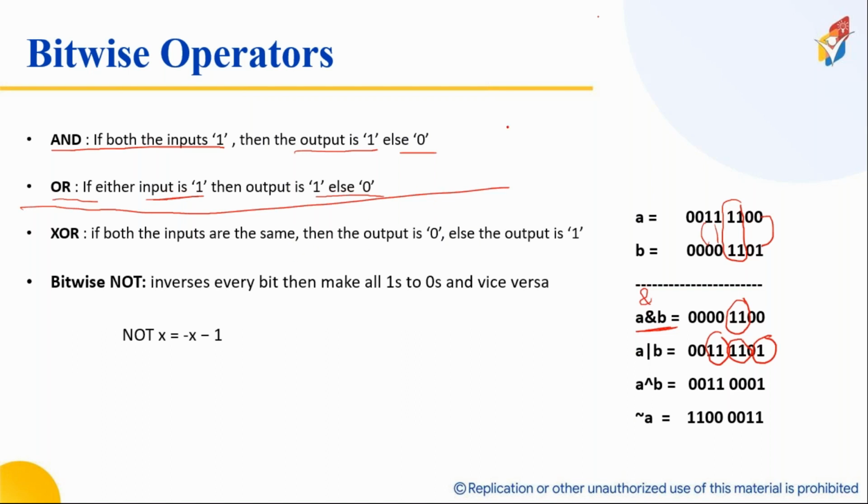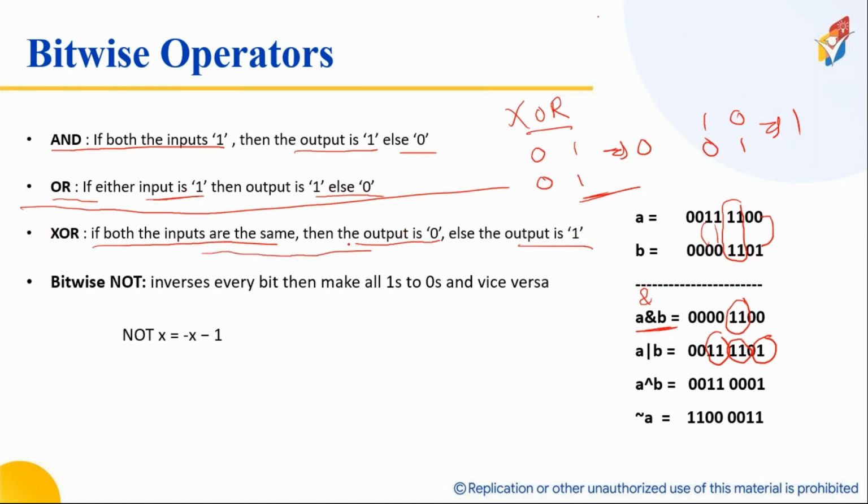Now I'm going to the XOR operation. XOR is a new operation. If both inputs are 0,0 or 1,1, the answer is 0. This is about the XOR operation. When the inputs are 1,0 or 0,1, the answer is 1. If both the inputs are the same, the output is 0. Otherwise the output is 1. Once again, if both inputs are 0,0 or 1,1, the answer is 0. When one is opposite to the other, the answer is 1.